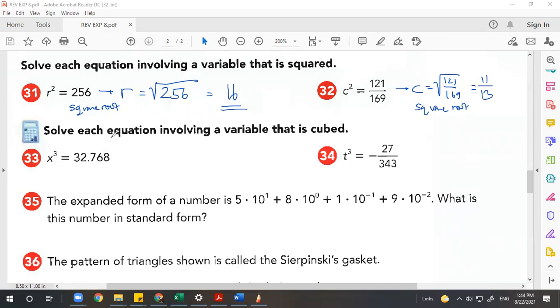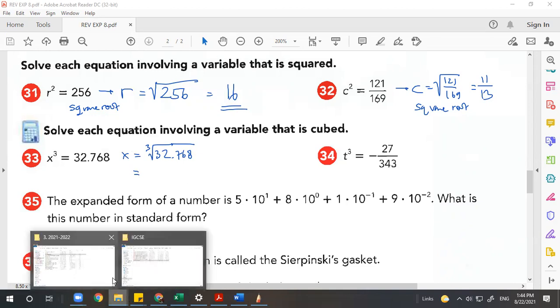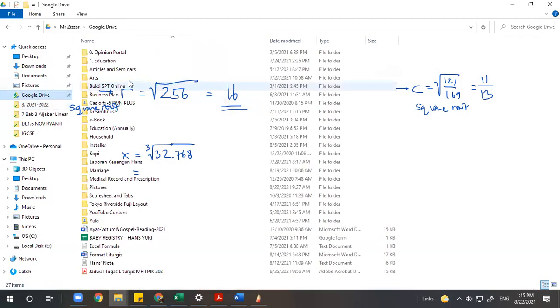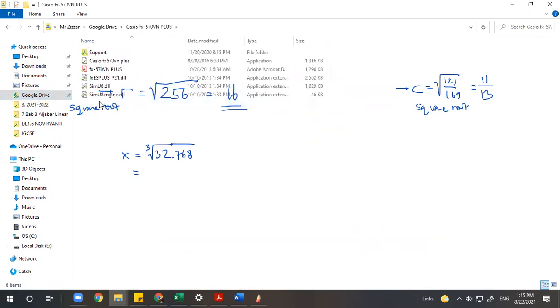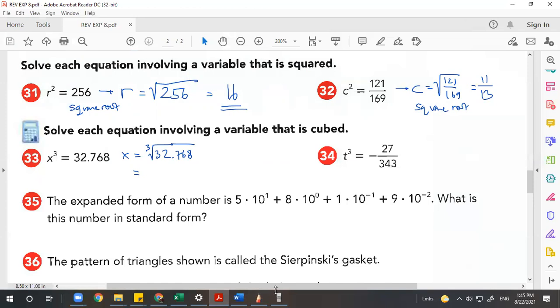How about this? Cubed. So to find this, you have to use the cube root. So we have the calculator sign on this part. This is 32 point, not 32,000, remember? 32.768. What's the answer, Stacy? You may use your calculator. I think it's located here. Wait, I have to open the calculator. Here, and let's do it.